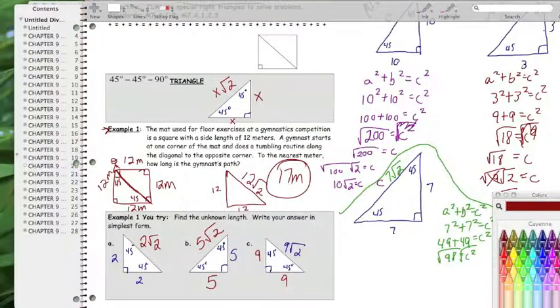Okie dokes, nice job. We're going to go on to the next page. In the final part of this lesson, I'll come back. This is where we're going to do the theory up here. So I'll come back and go over that with you then.